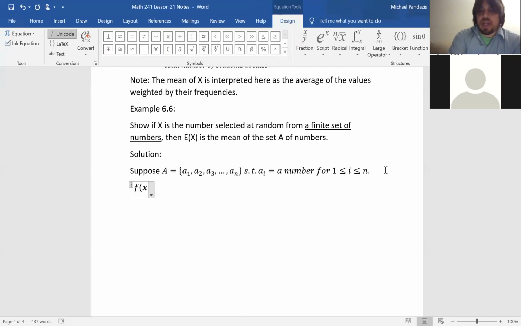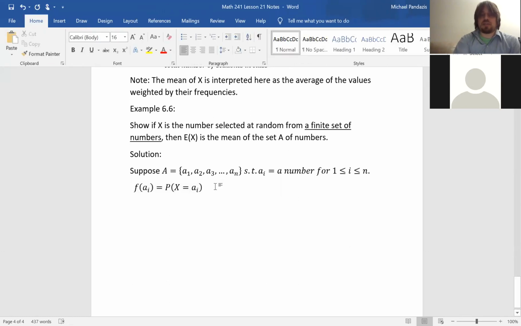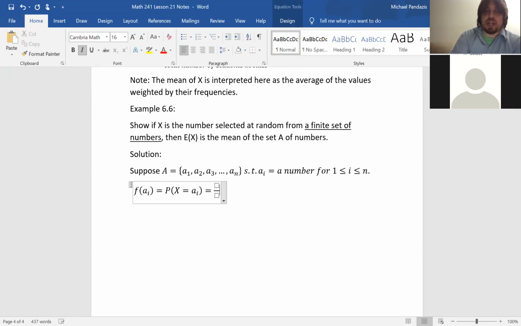Okay, so now f of a sub I, the probability that you choose a particular value of a, is the probability that X is equal to a sub I. Right? X is the number selected at random from the set. So if X is a sub I, that means you selected the number a sub I from that set. Well, that's equal to the fraction k sub I over n, for I equals 1, 2, 3, 4, up to including m.